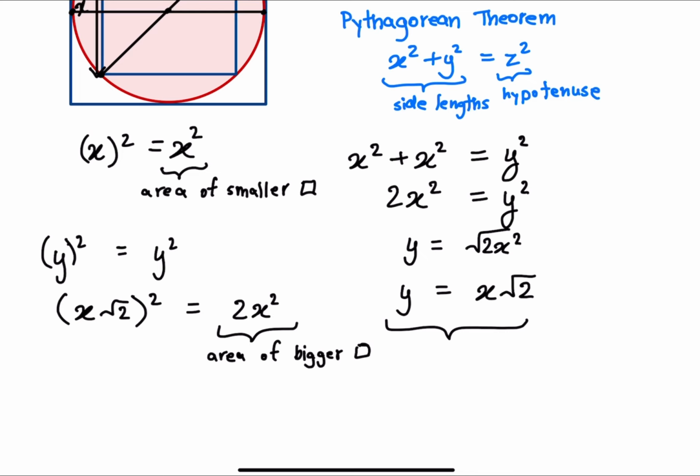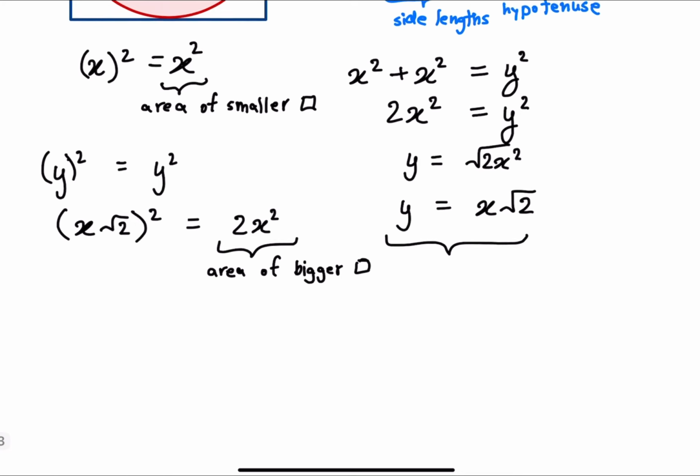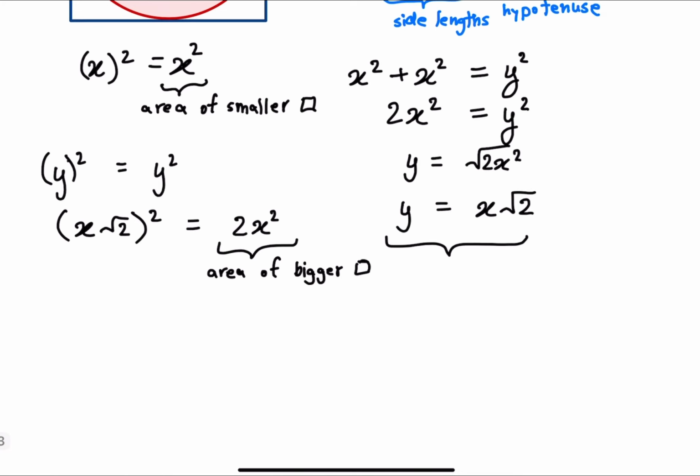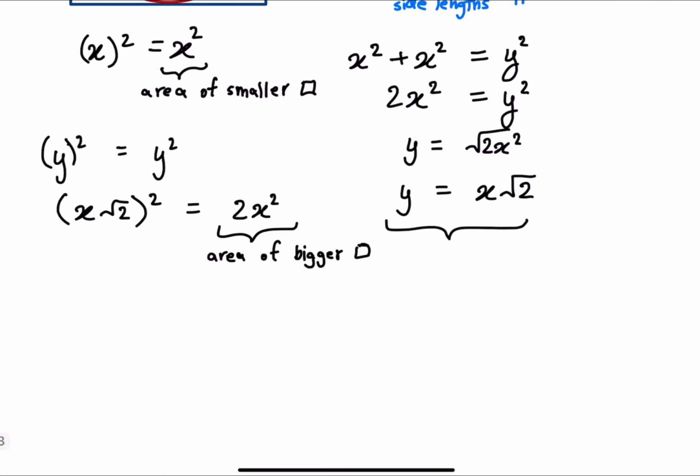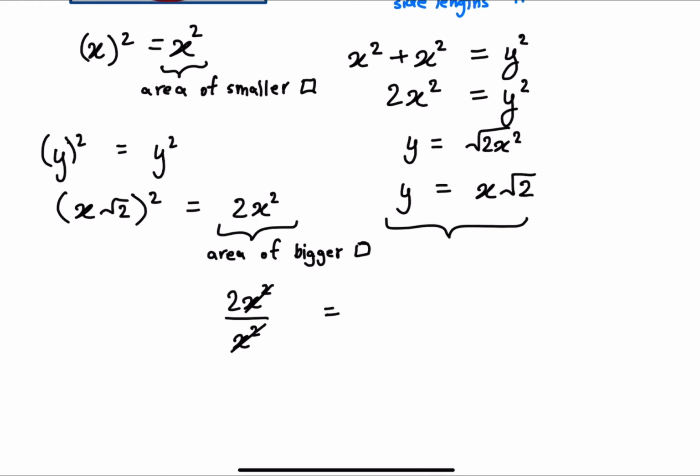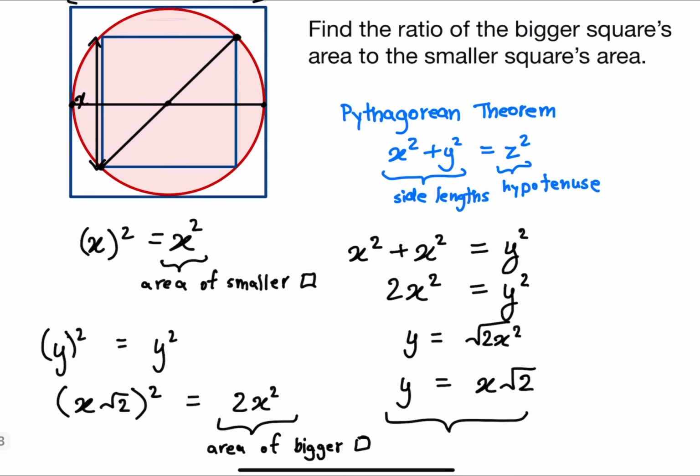So there we have it. We have the area of the smaller square and the area of the bigger square in the same terms. So we can write that down. Since we need the ratio of the smaller square to the bigger square, we can write that as 2x squared over x squared. And since x squared and x squared cancel out, we get 2. So 2 to 1. That means the bigger square is double the smaller square.